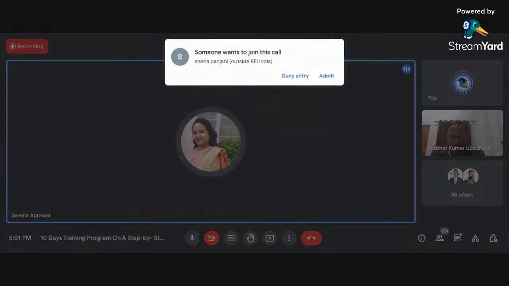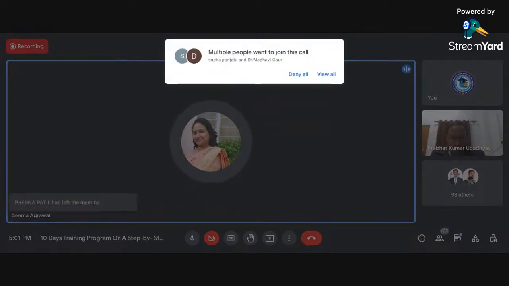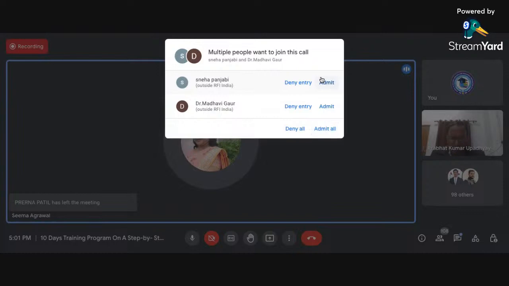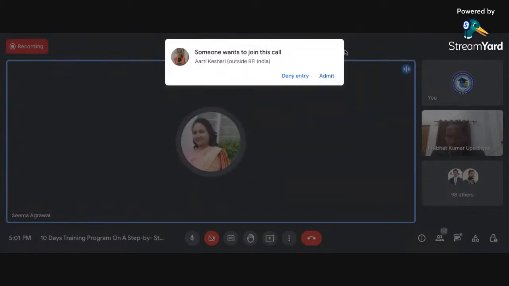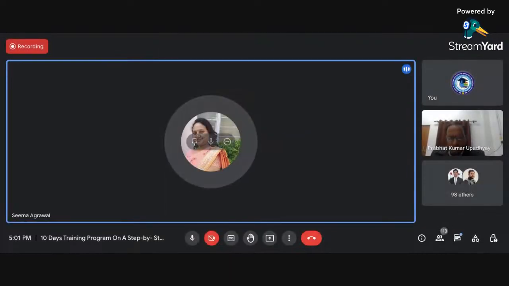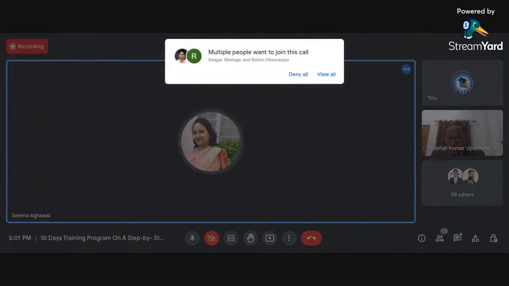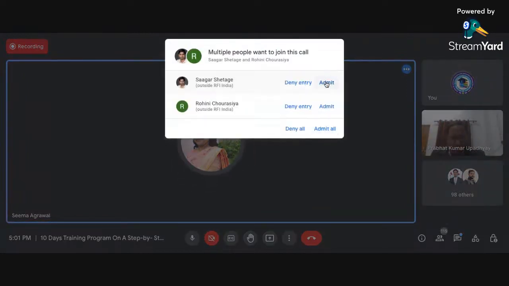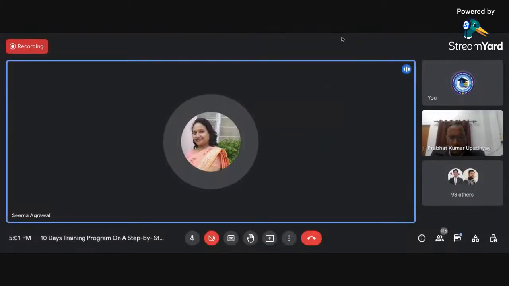I, Dr. Seema Agrawal, MP State Secretary, Research and Innovation Wing, Research Foundation of India, welcome you all to the first day of the 10-day training program and workshop on a step-by-step guide to write a good research paper. Our topic today is problem identification and formulation, or the art of writing a review of literature.